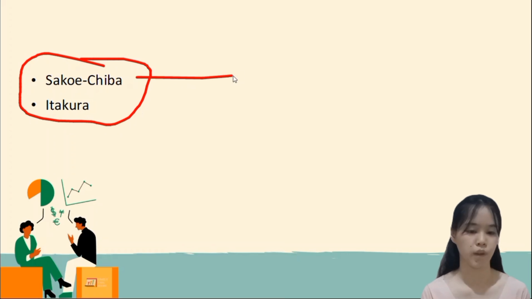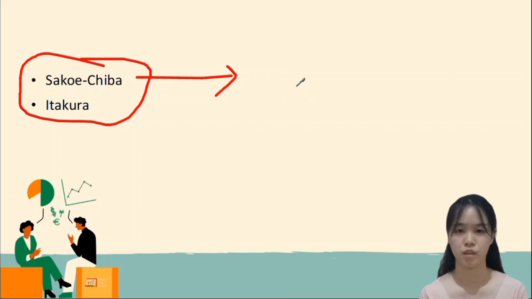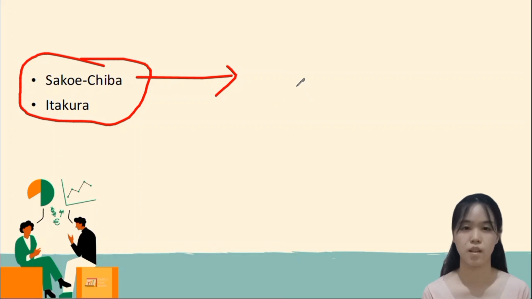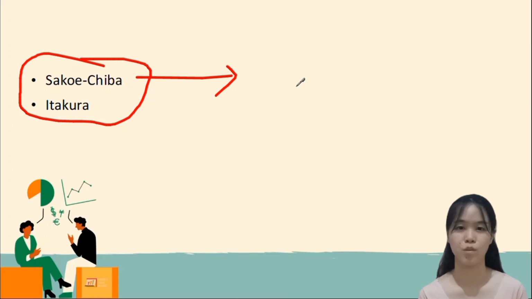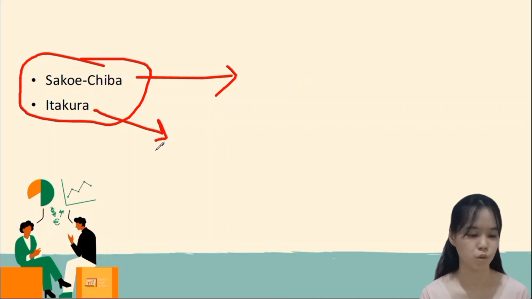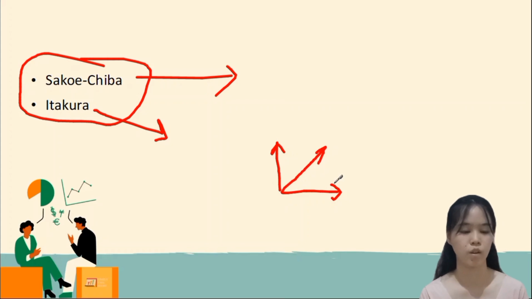Sakoe-Chiba deals with masking some region that cannot be traversed when we are looking at the path in the LCM. The Itakura works the same actually. So remember that we have a step pattern that looks like this, right? At each point, we can go to the right, go to the top, or go to the diagonal.